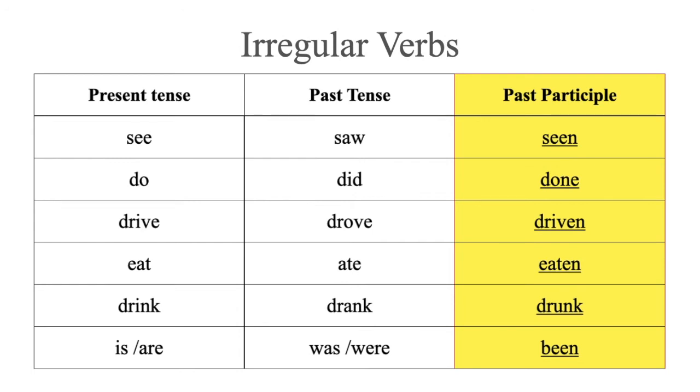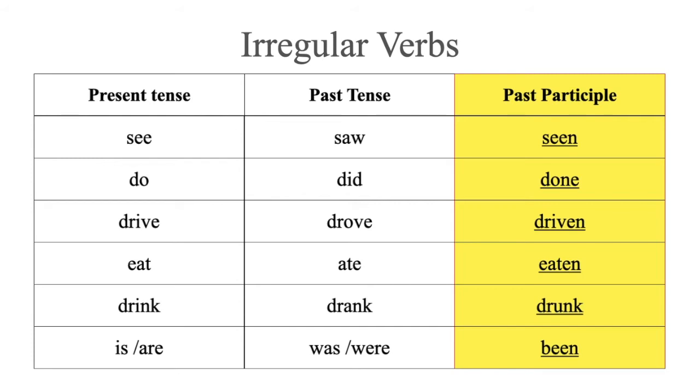With irregular verbs, you have to learn 3 words when it comes to it, and it makes it a little bit more difficult. So the best thing to do is to go to Google, do a quick internet search for irregular verb list, and it'll give you a big list of the ones that you have to learn. I've just given some very common ones here today with see, saw, seen, do, did, done, drive, drove, driven, eat, ate, eaten, drink, drank, drunk, and is, was, been. Very common ones you're going to hear and see a lot.